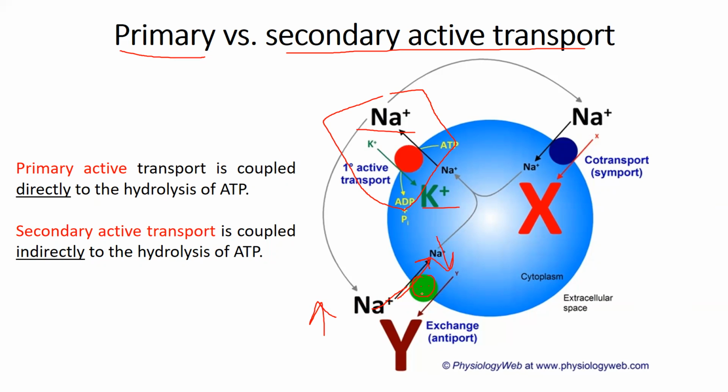So this protein would transport sodium down its concentration gradient. Along with it, it will transport a second molecule against its concentration gradient. If the direction of transport of the molecules is opposite to each other, as in this case, where sodium is going to the inside and the other molecule is going to the outside, this type of transport is called exchange or antiport, okay?